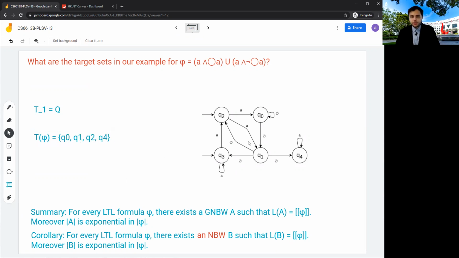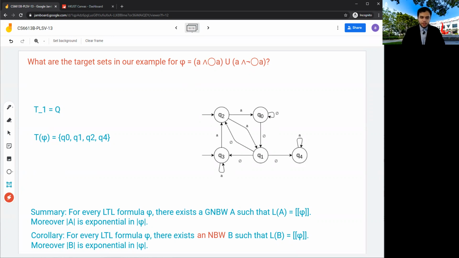So we now have this automaton, which is a generalized non-deterministic Büchi automaton with two target sets. So it accepts a run if and only if it visits both of these target sets infinitely often. And the language of this automaton is exactly the set of infinite paths or infinite strings or traces that satisfy this formula phi.